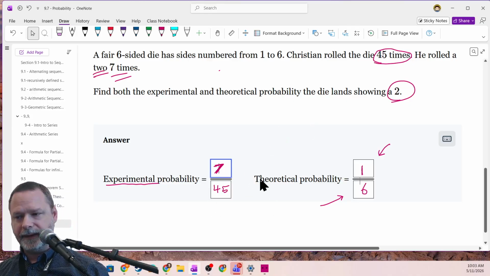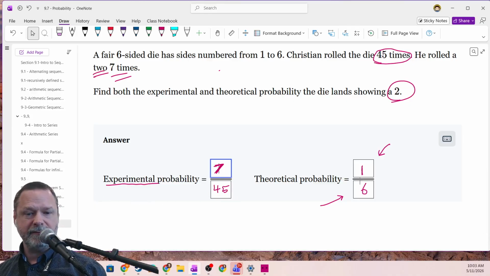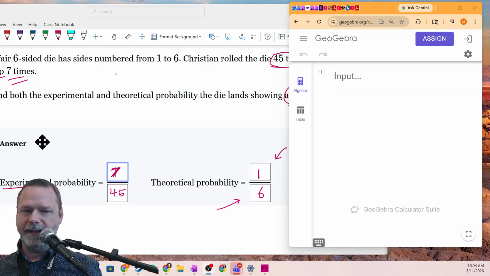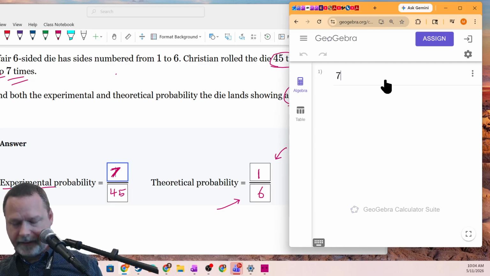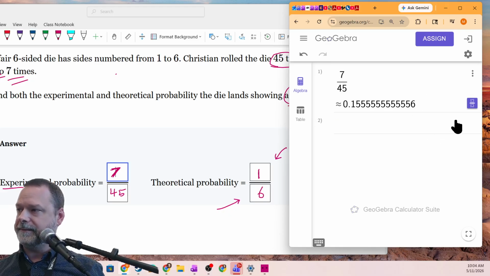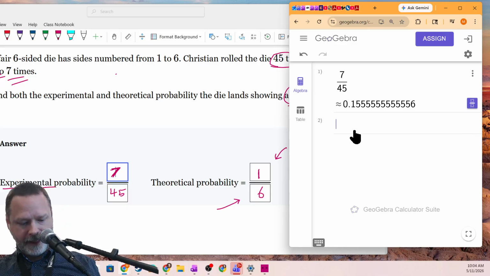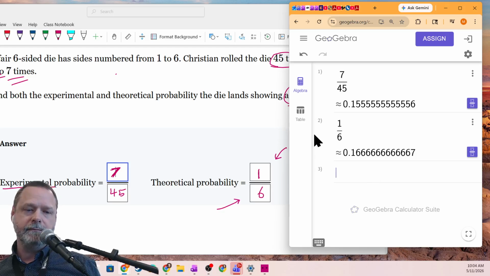Something we could do just for fun, and I think I will, is we can take a look at a calculator and see how close those are. Are those close? Are those a little different? Let's take a look. Our experimental probability was 7 out of 45. So 7/45, bam, 0.1555555. And then our theoretical probability is 1 out of 6. Pretty close, but not exact.